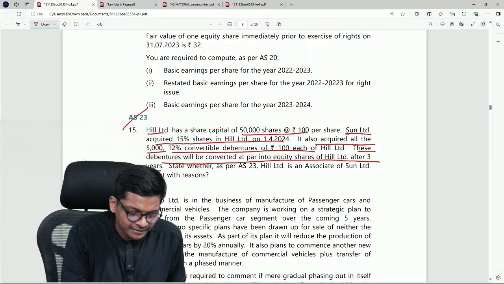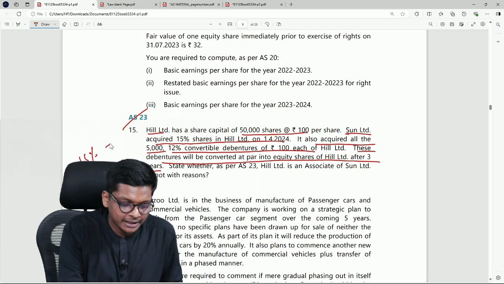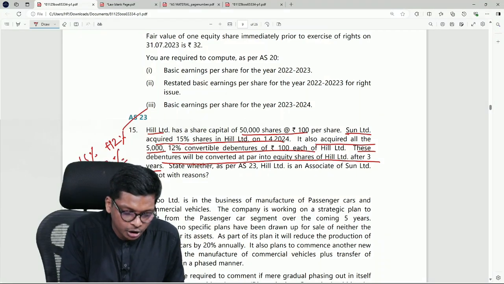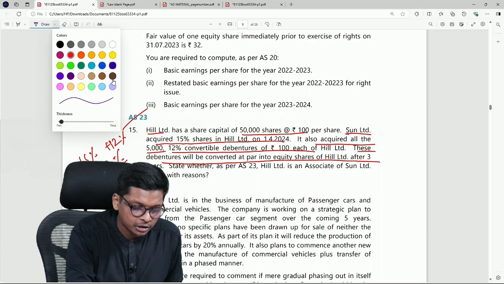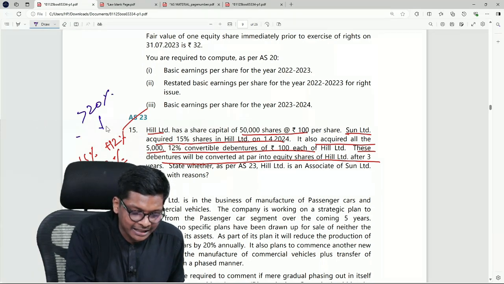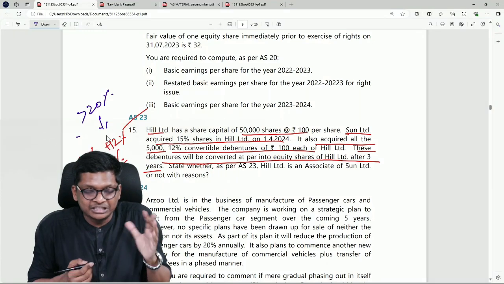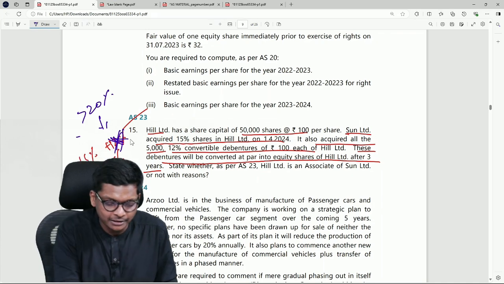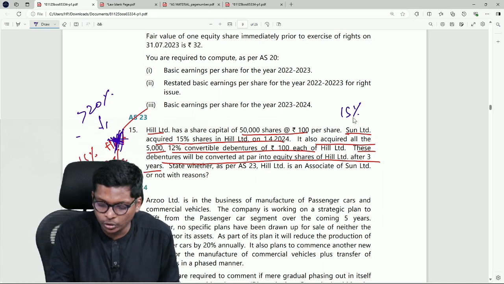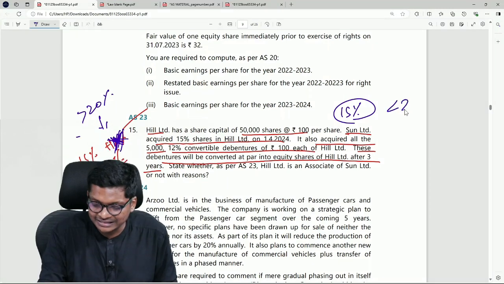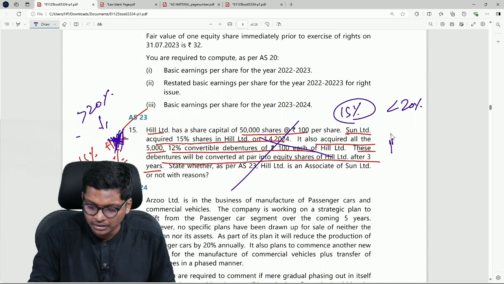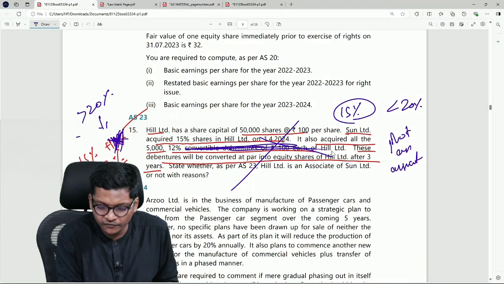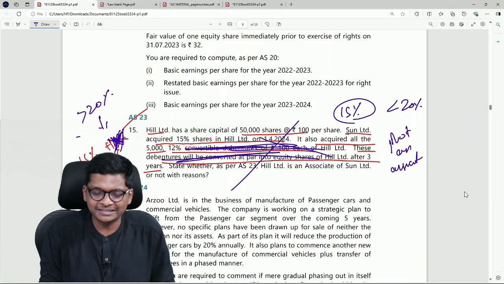So, totally how much do I have? I have today 15%. In future, you will get 12% from debentures. So, totally you will have 27%. I have now more than 20%. Therefore, am I an associate? As per percentage, yes. But the standard says don't consider future equity, consider only present equity. So I will not consider 12%, I will take only 15%, therefore it is less than 20%. This is not an associate, because you do not consider future equity shares. We take only present equity shares.